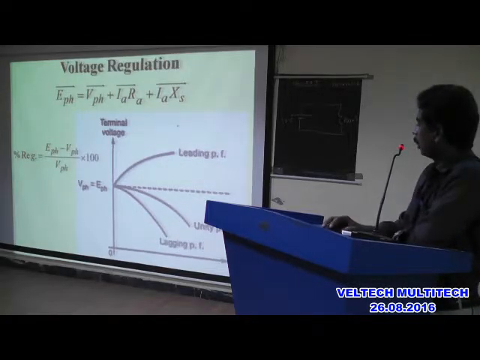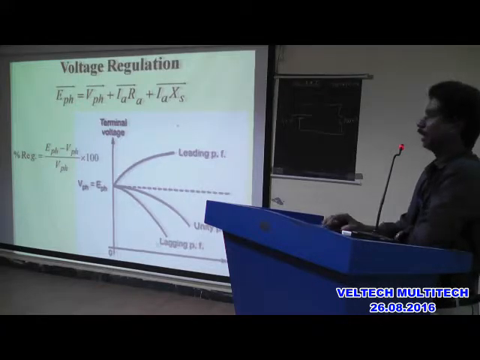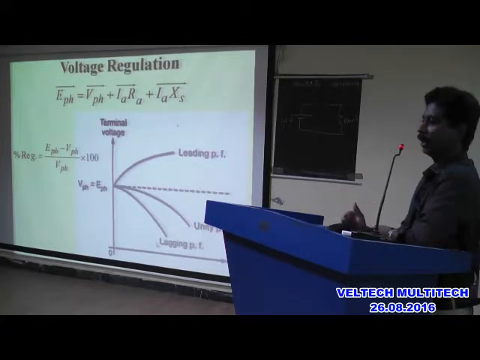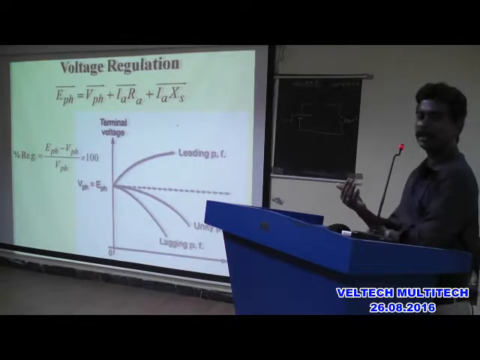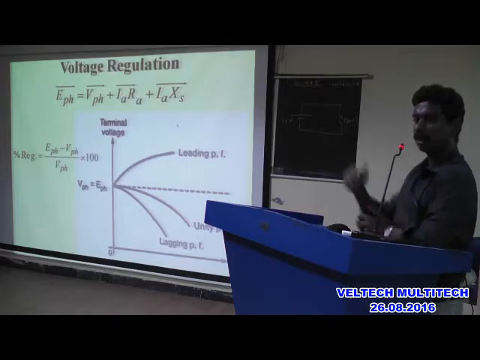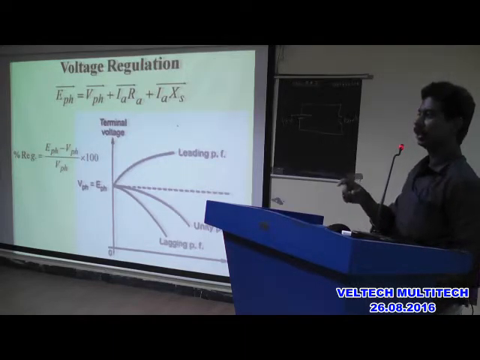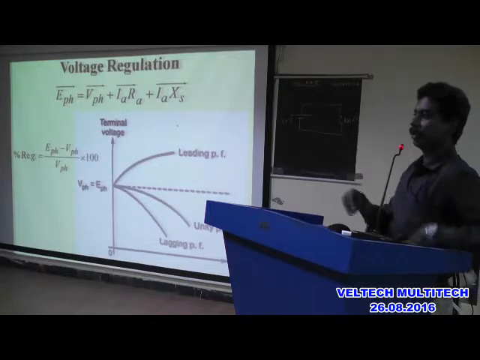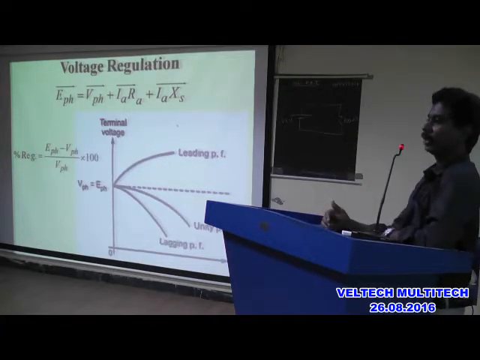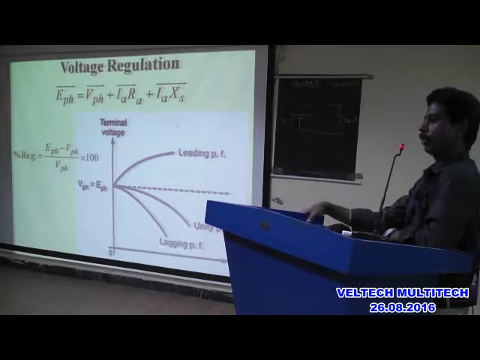So in case of lagging power factor load, the terminal voltage is decreasing. Why is it decreasing? Because of demagnetizing effect. What is demagnetizing effect? The armature flux always opposes the main flux. So the net flux inside the machine decreases, and automatically the generated voltage decreases.